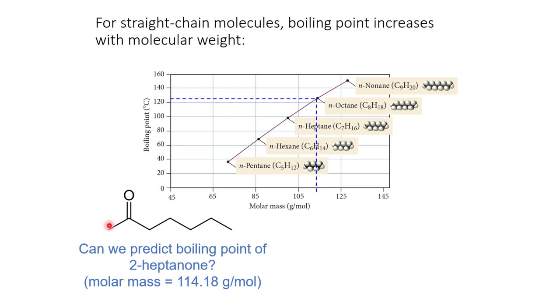If you end up taking organic chemistry, you will get lots of practice naming these. So if you're going on to organic, don't worry about learning this now. You will not be tested on it in this class. So can we predict the boiling point of 2-heptanone? Its molar mass is 114.8. And if we look at where it is in here, here's heptane, here's octane. So we probably would expect it to be somewhere in here, right?